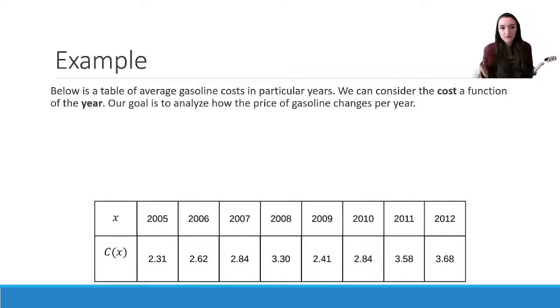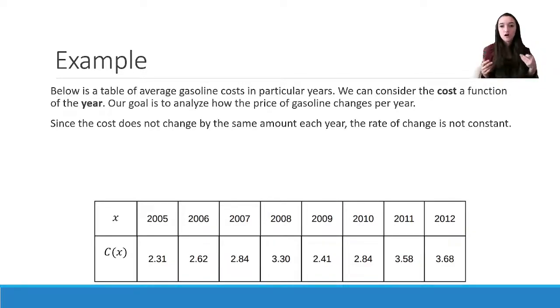So if I have, for example, a table of average gasoline prices in particular years, we can consider the cost a function of the year. Our goal is to analyze how the price of gasoline changes per year, but we can see that it's not changing by a constant amount. Between 2005 and 2006, it went up by 31 cents. Between 2006 and 2007, it goes up by 22 cents, and so on. So it's changing. But if I want to know something about what's happening in general, what's happening overall, then I would ask, well, what's happening on average?